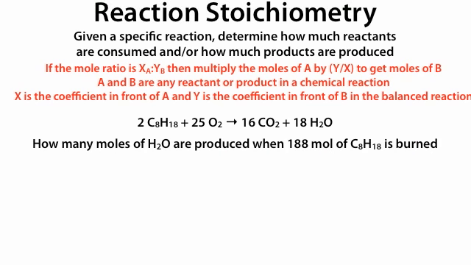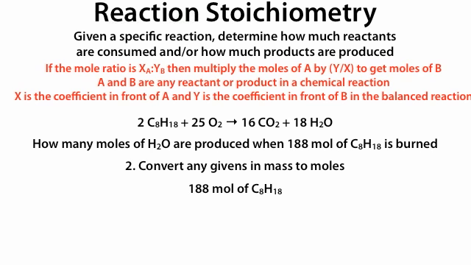How many moles of H2O are produced when 188 moles of C8H18 is burned? Step 1. Balance any reactions given or described. The reaction is already balanced. Step 2. Convert any givens in mass to moles. We're given 188 moles of C8H18, so we're already done with that step.